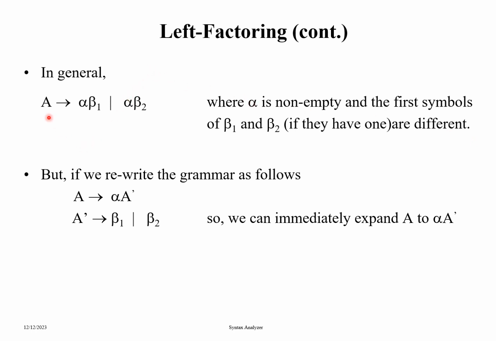This is an example. A produces alpha beta 1 bar alpha beta 2. So I have alpha, which is common on both sides. I can take this alpha to the left hand side. So A produces alpha A dash. What is A dash? This A dash refers to the remaining components of the other elements. A dash produces beta 1 bar beta 2. So this is left factoring. I take the common element alpha outside, and then I just represent A dash, and this A dash represents the other components. This is called left factoring.